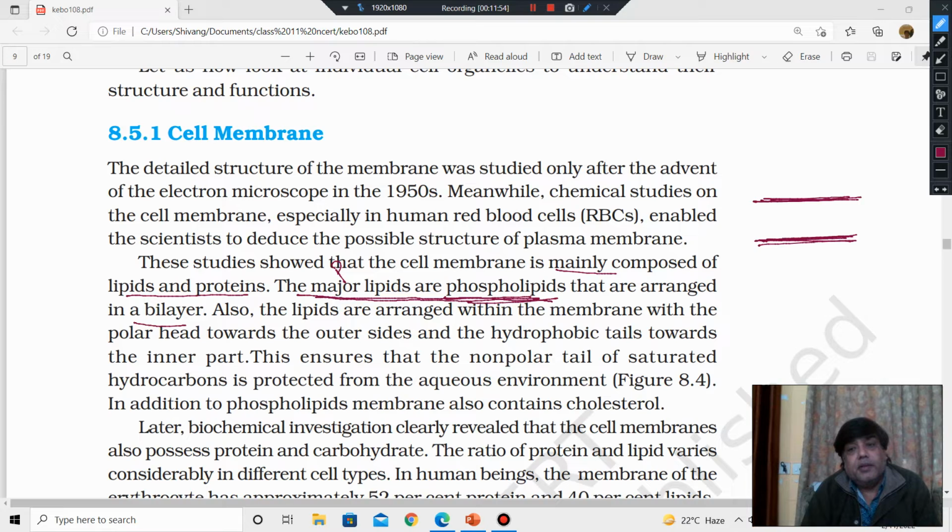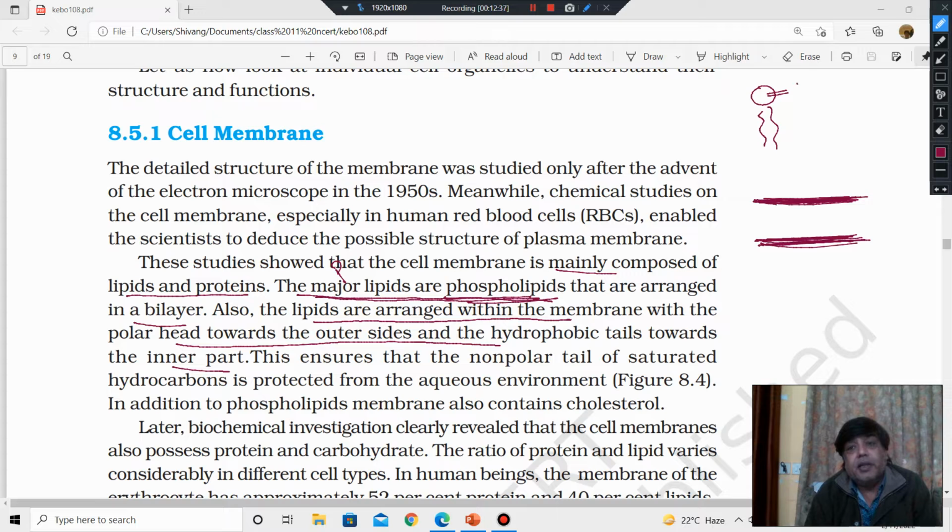Lipids are present in plasma membrane. Also, the lipids are arranged within the membrane with the polar head towards the outer side and the hydrophobic tail towards the inner part. In the arrangement of this lipid layer, one thing you should know is that the hydrophilic head is situated towards the outer surface, that is towards the aqueous environment, whereas hydrophobic tails are placed towards the inner side, away from the aqueous environment. So in case of lipid, you will find a hydrophilic head and hydrophobic tail.